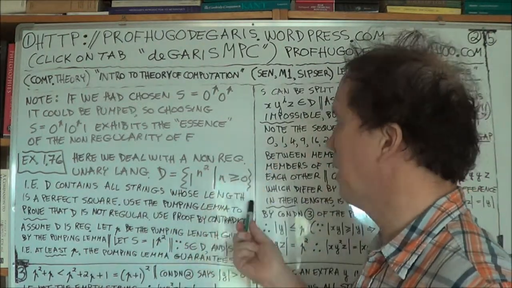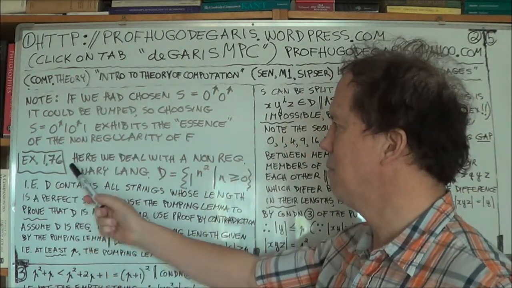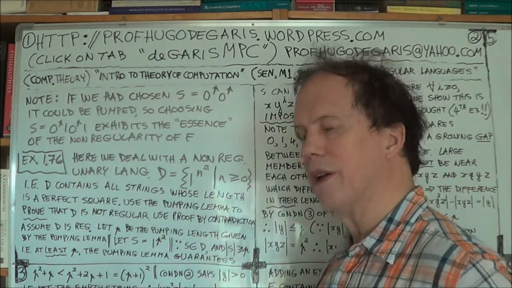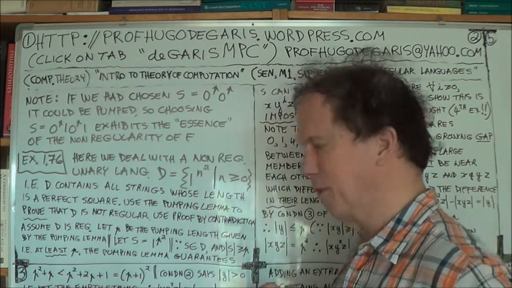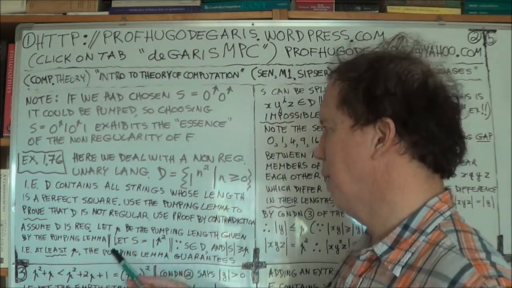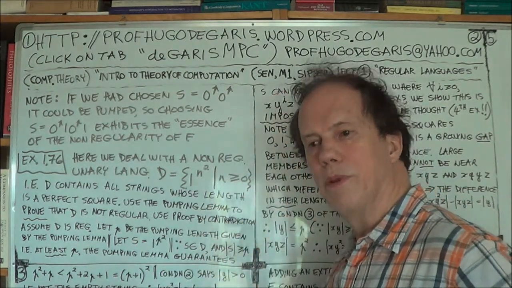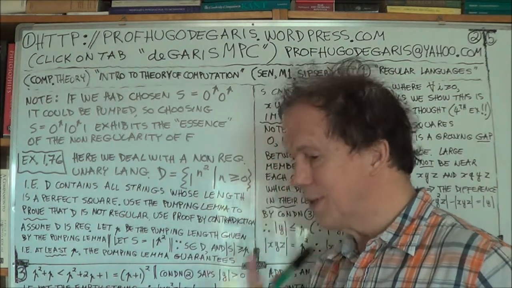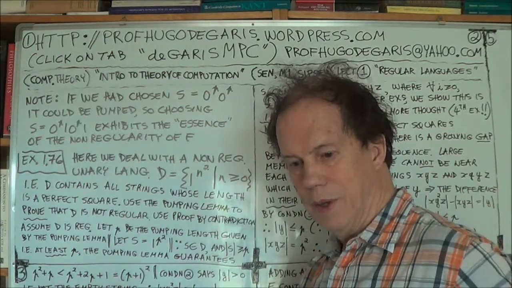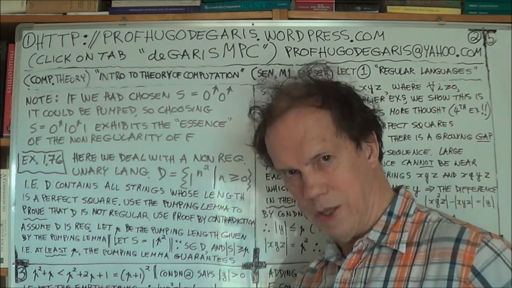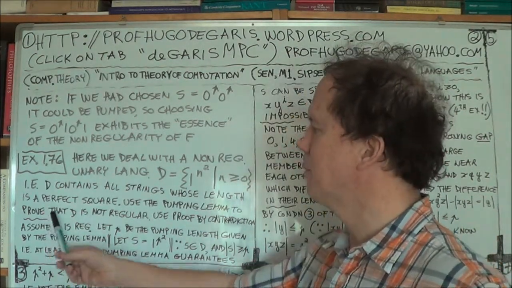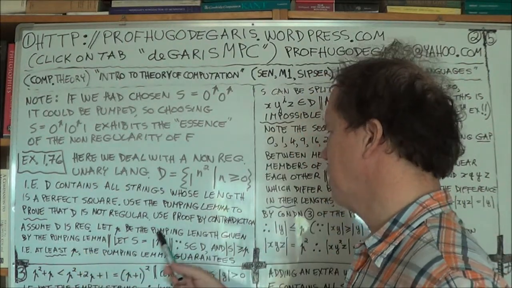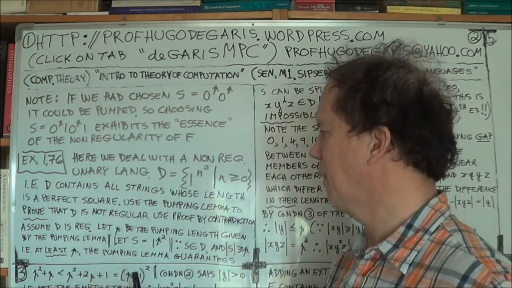So we're going to use the pumping lemma, and we'll prove that D, this language here, is not regular by using a proof by contradiction. So we assume the opposite of what we're trying to prove. We're trying to prove that D is not regular, so we start with the opposite: in other words, regular. Assume D is regular, and let little p be your pumping length as usual. That comes from the pumping lemma.